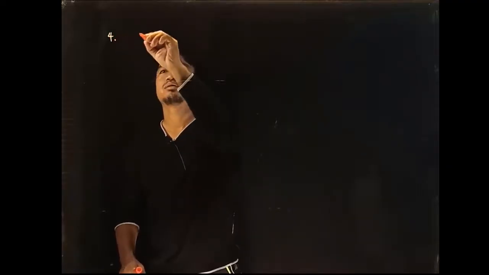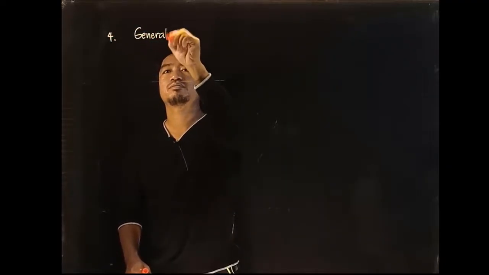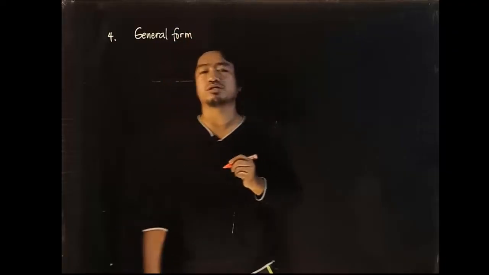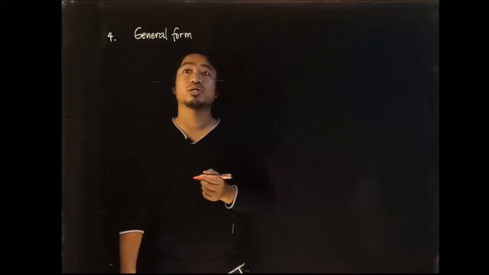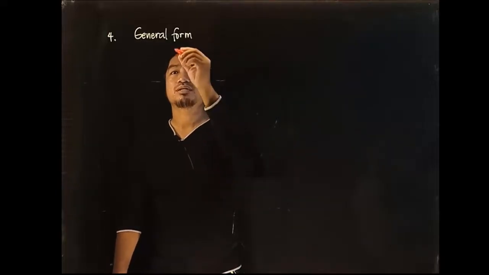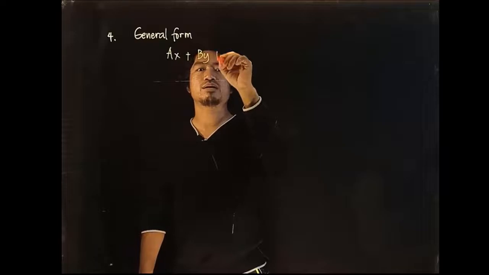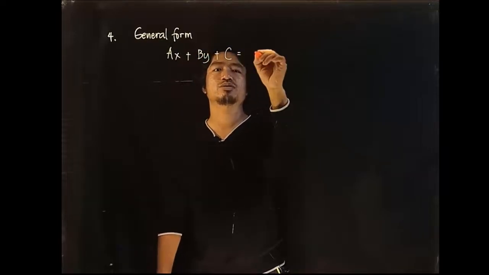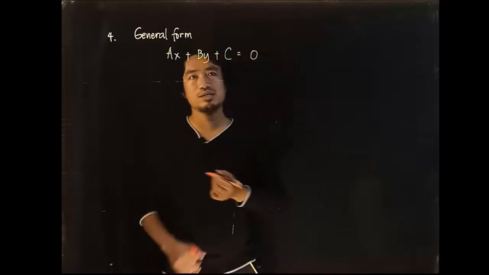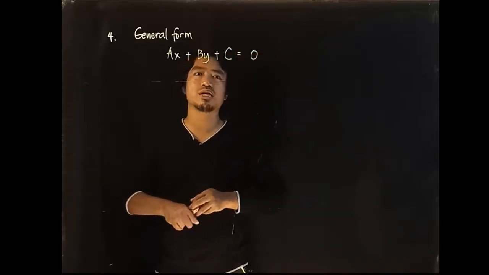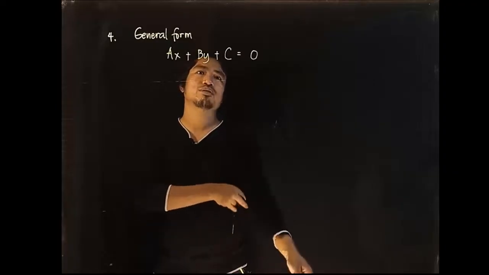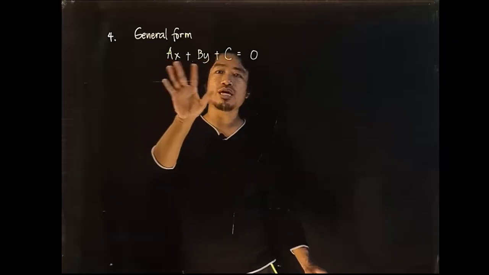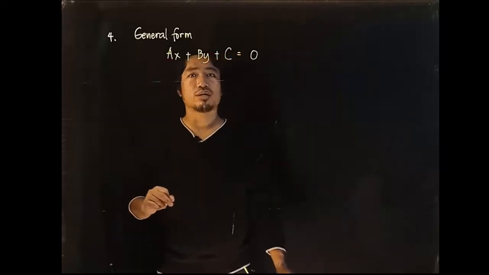Another form of equation, which are less popular forms, are the general form. General form is very much similar to the standard form. So the general form is ax plus by plus c is equal to 0. In other references, this is also called standard form, but for this case, we're going to call this the general form. So the parameters a, b, and c are also any real number.